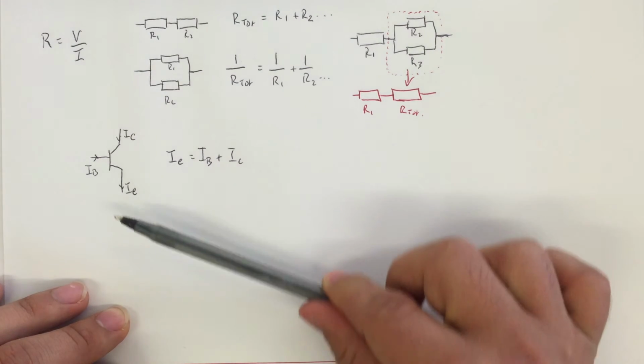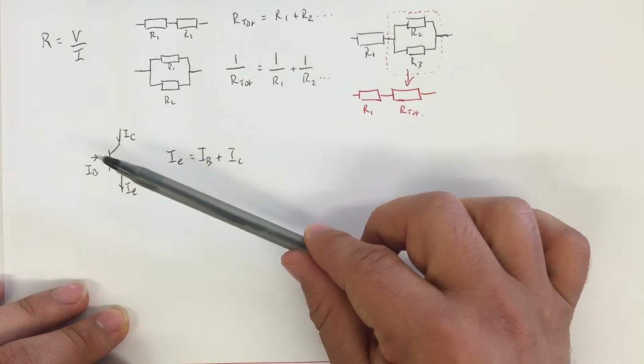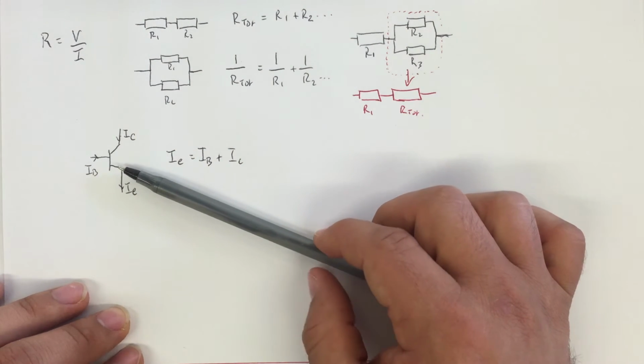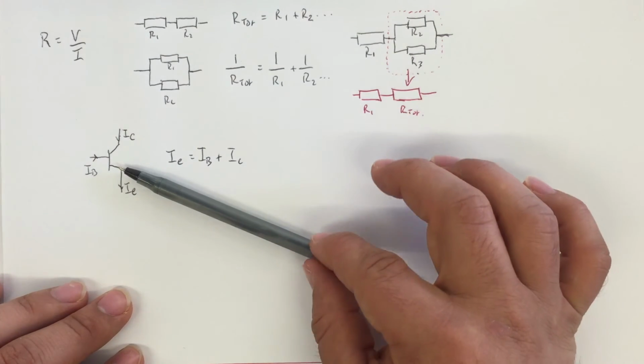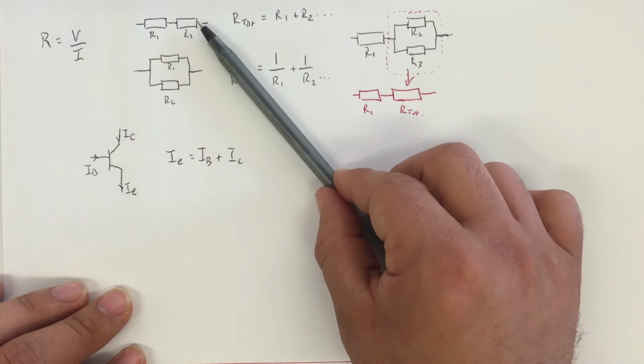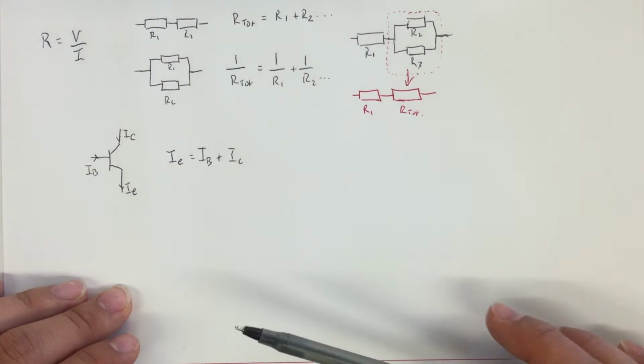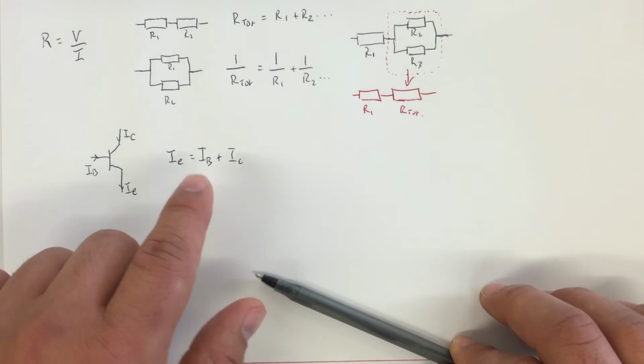And logic gates are combinations of transistors. So an AND gate, for example, is two transistors in series, like so. An OR gate is 2 in parallel. So just bear that in mind.